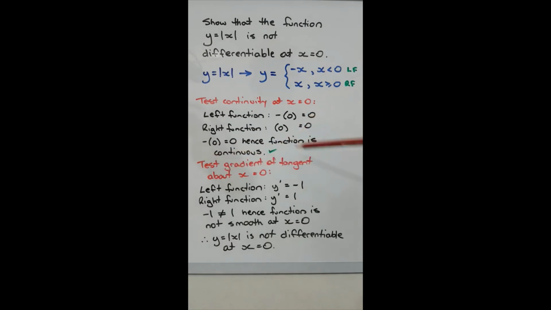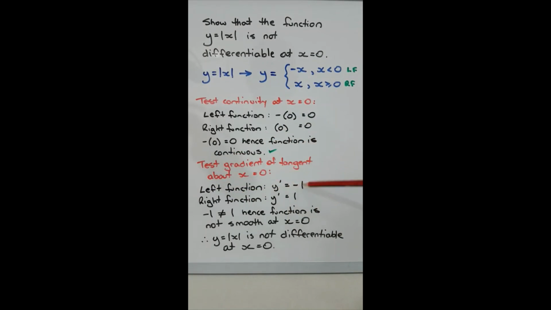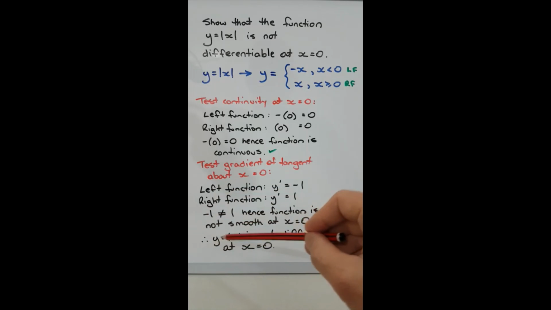Next, we test the gradient of the tangent about the join x equals 0. And we do that by finding the derivatives of the left and right functions and comparing them. Now, the derivative of the left function, y dash, is equal to negative 1. The derivative of the right function, y dash, is equal to 1. Now, negative 1 is not equal to 1, hence the function is not smooth at x equals 0. Therefore, y equals absolute value of x is not differentiable at x equals 0.